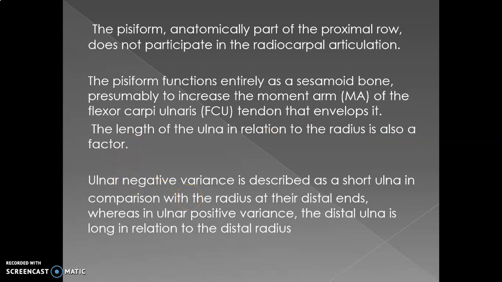Now, the next area we are going to discuss is the length difference of the radius and ulna. Depending on the comparative length of the radius and ulna, we have two variances called ulnar negative and ulnar positive variance. The ulnar negative variance is described as a short ulna in comparison with the radius at their distal ends. If the ulna's length is shorter than the radius, we call it ulnar negative. If the ulna's length is equal or longer than the radius, it is called ulnar positive.